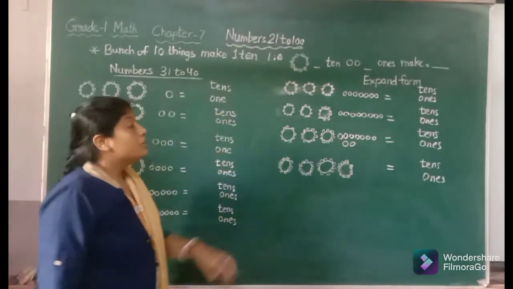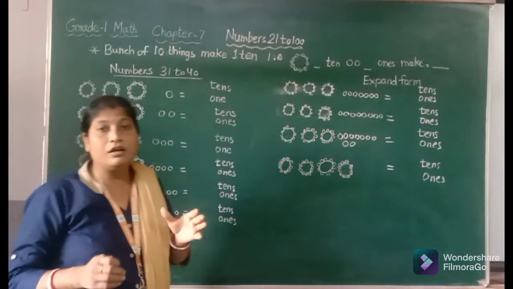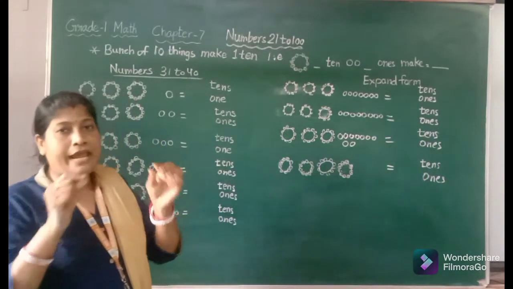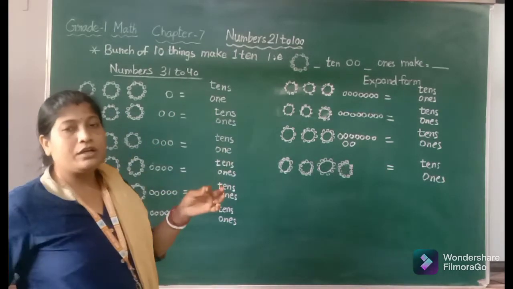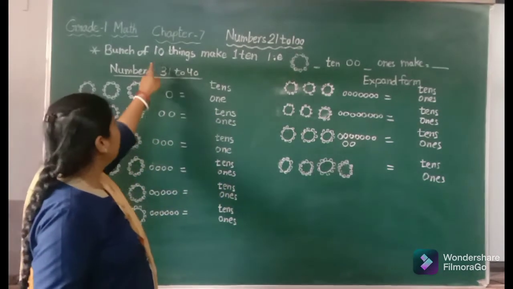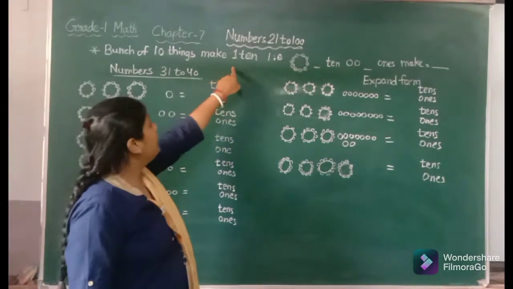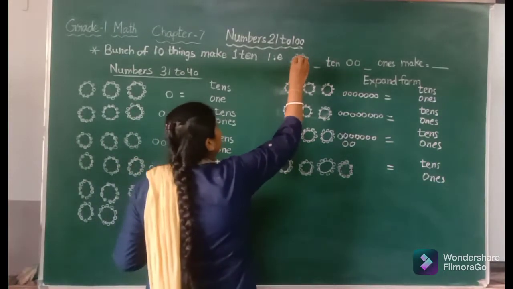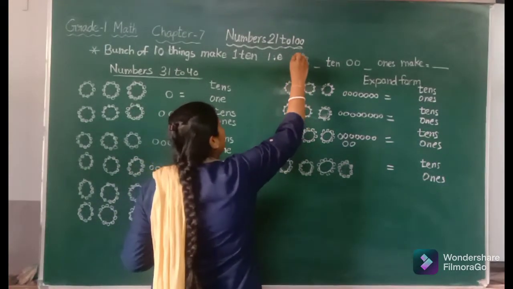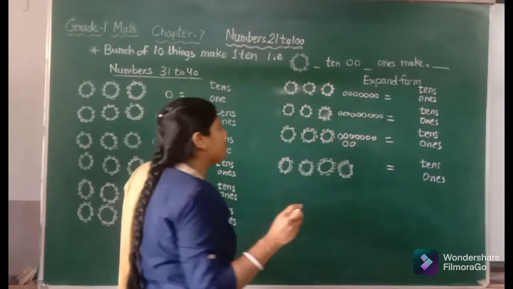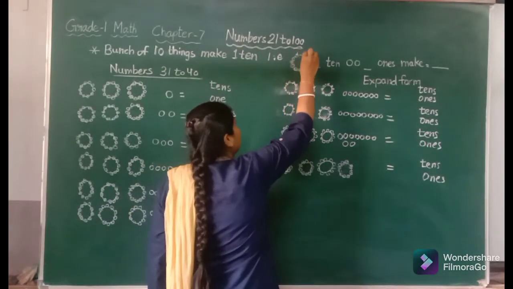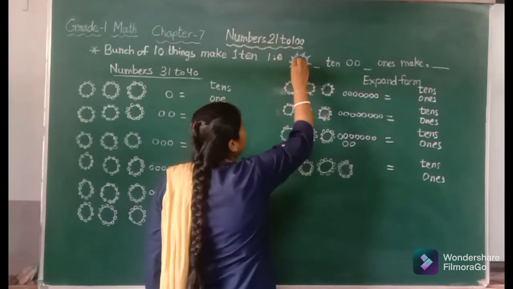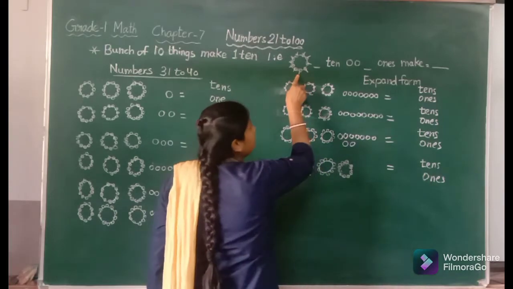Okay kids? When you take 10 pencils in a bunch, or 10 beads in one thread string, that is called 1 ten. Okay, it is called 1 ten. You see here, here's one string and how many beads are there? We have to count this. 1, 2, 3, 4, 5, 6, 7, 8, 9, 10. So 10 beads are there in one thread.